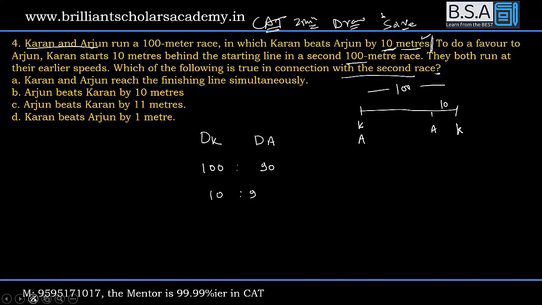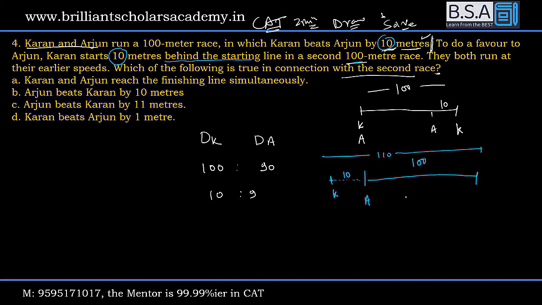Now Karan is the Danveer fellow. Karan likes to help others. Karan says, because I won the race by 10 meters, let us do another race. You stay there. For you, the race is 100 meters. But where does Karan start? Karan starts 10 meters behind the starting line. So Karan says, I will run 10 meters more. What is the race for Karan? The race for Karan is 110 meters.